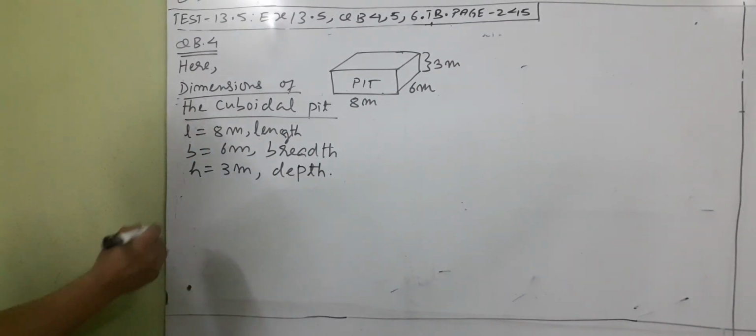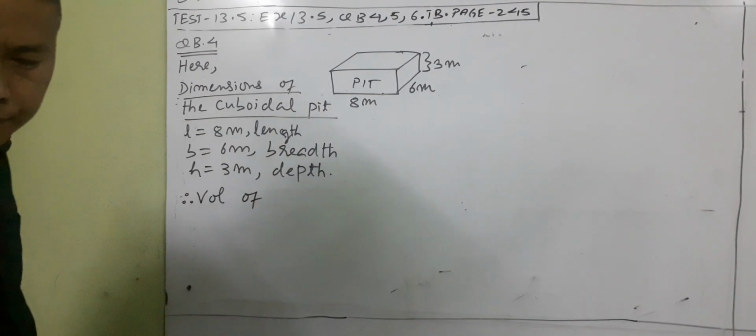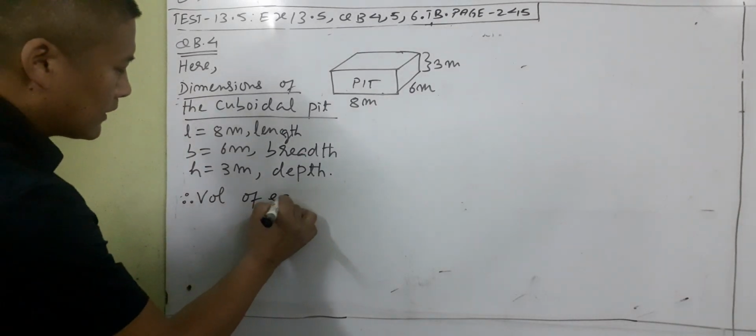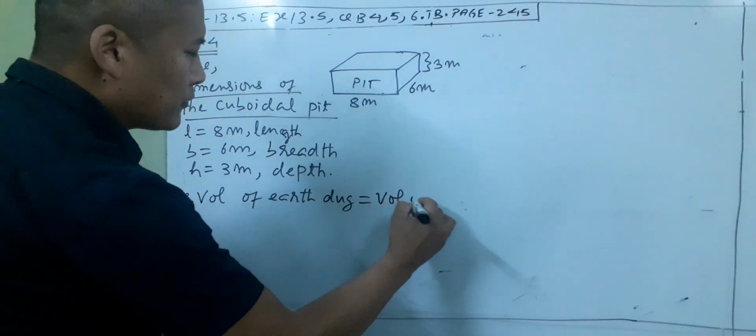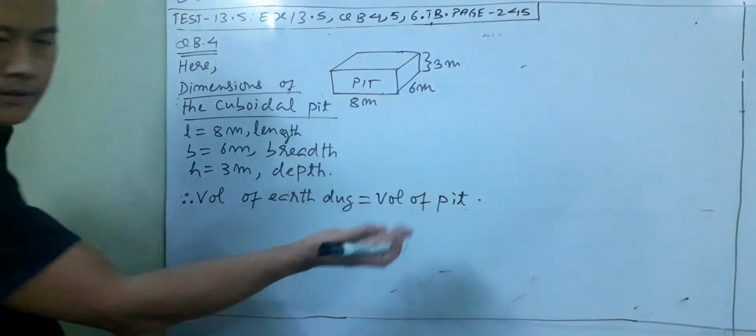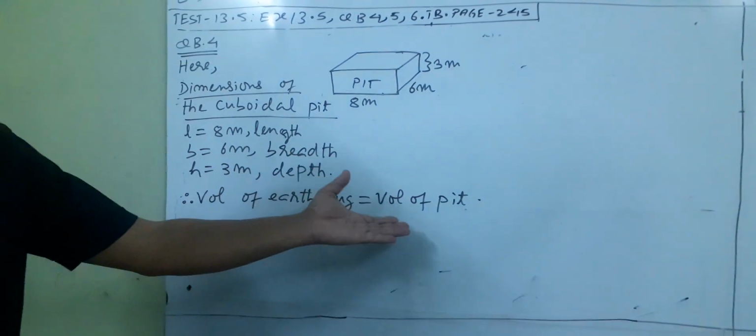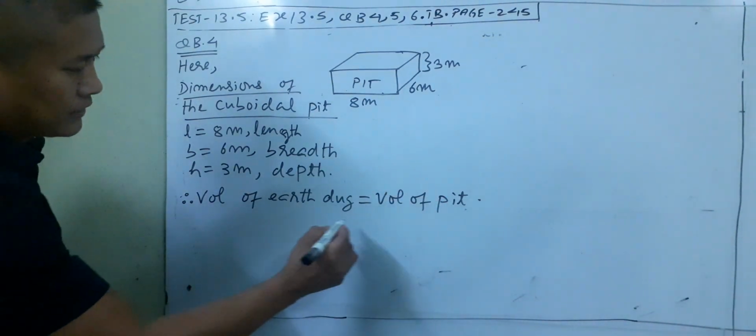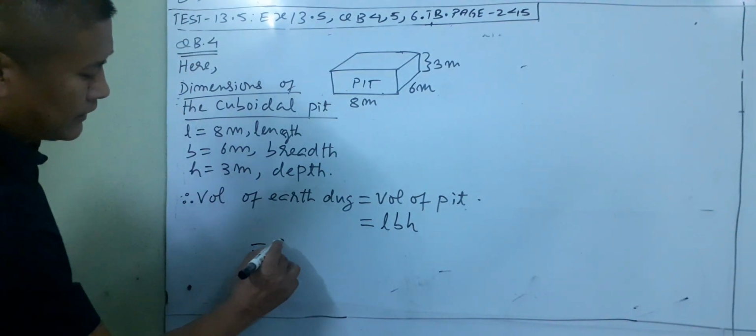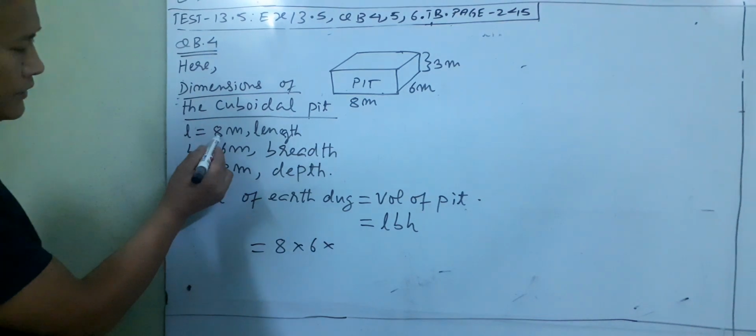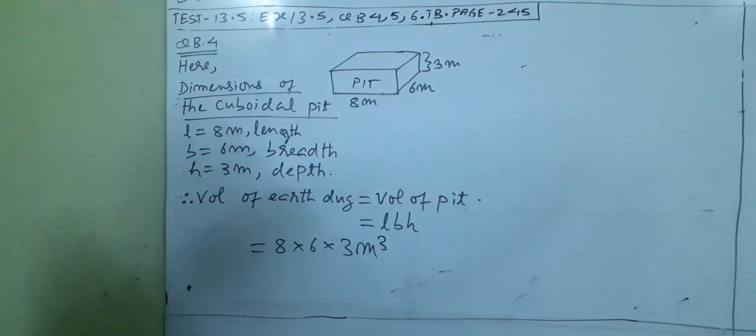Having written the dimensions, let us first find out the volume of the pit, or you can also say the volume of earth dug will be exactly equal to the volume of the pit, right? The exact volume of the earth, the same volume as the pit, has to be dug to get the same size of pit. The pit is a cuboid, so the volume of the cuboid is L times B times H. So L is 8, B is 6, and H is 3, and volume is in meter cube.